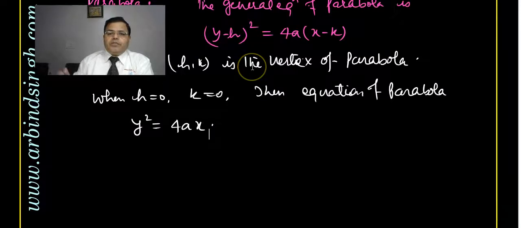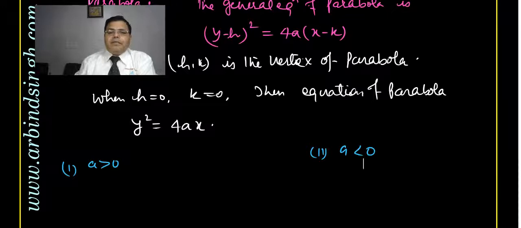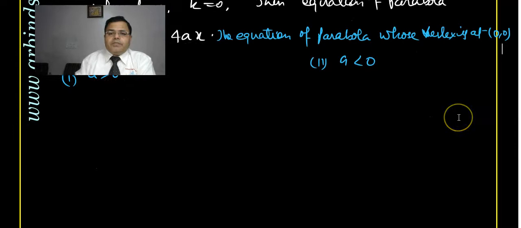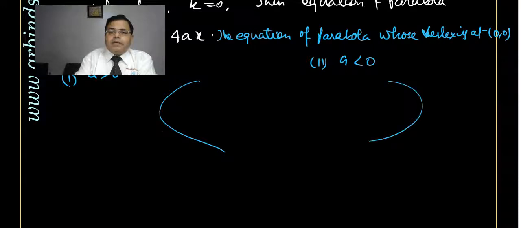Now there will be two cases, when a is positive and when a is negative. This is the equation of parabola whose vertex is at origin 0, 0. So there will be two such equations. One is the parabola y square is equal to 4ax, like this. That will be a parabola, and this will be a parabola. There will be two parabolas.